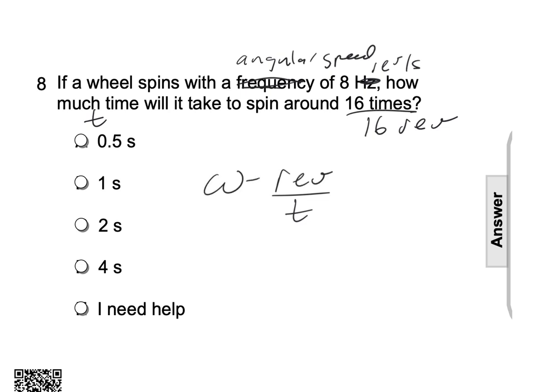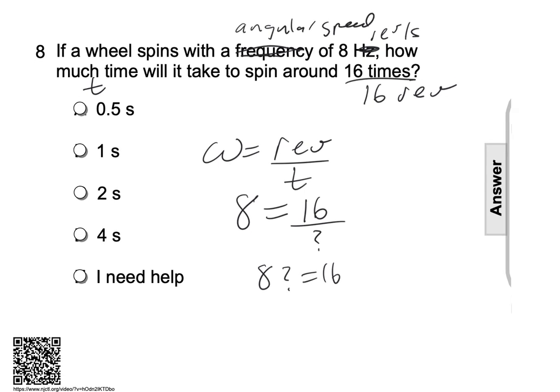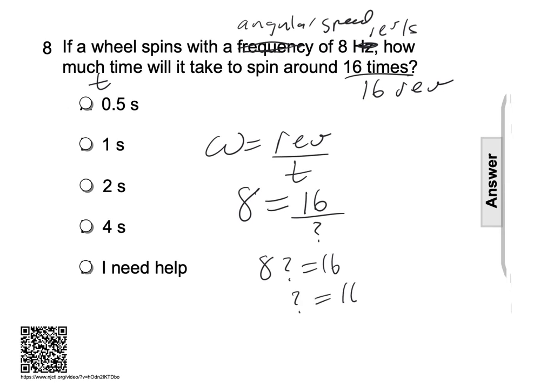So the angular speed is revs per second, and the angular speed is 8. I'm looking for the time. So cross multiply, and we're getting 2 seconds for the time.